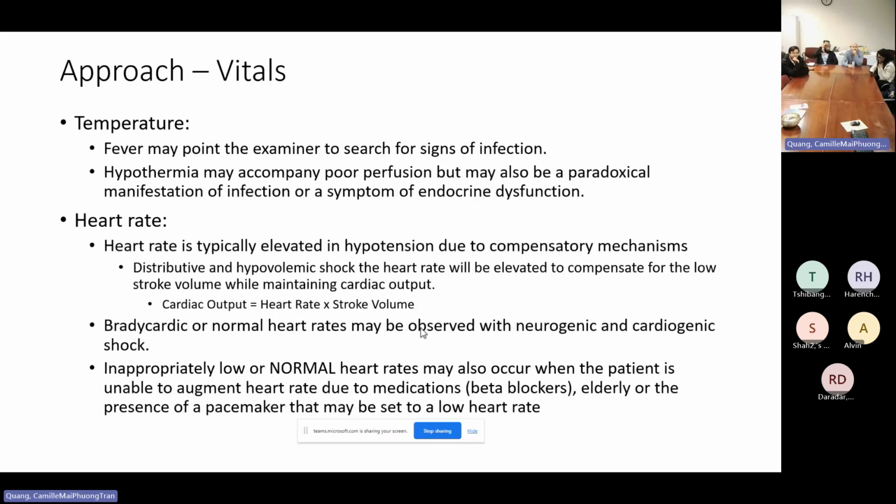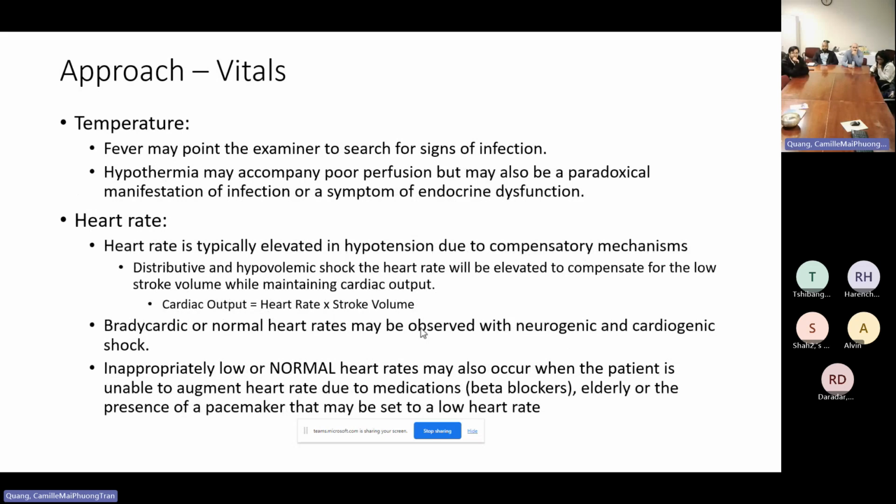You can get some hypothermia, like a myxedema coma thyroid. I've really only ever seen that once. It's pretty uncommon. And then your heart rate. Most of the time, heart rate is going to tell you a lot.